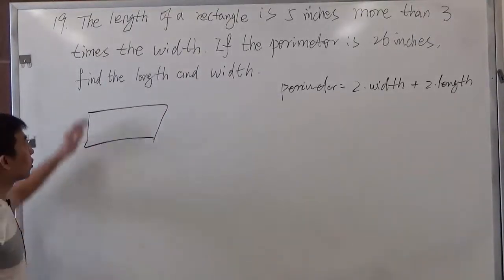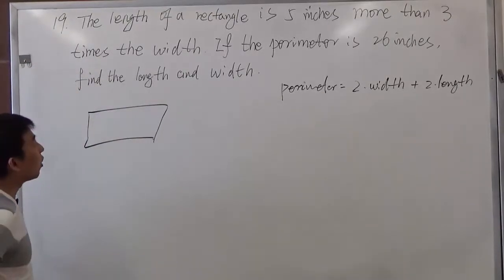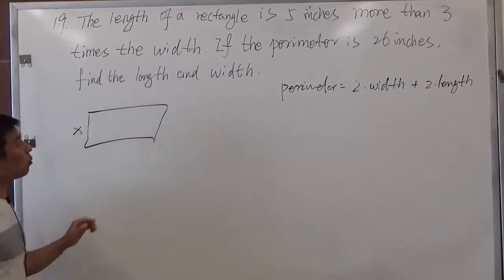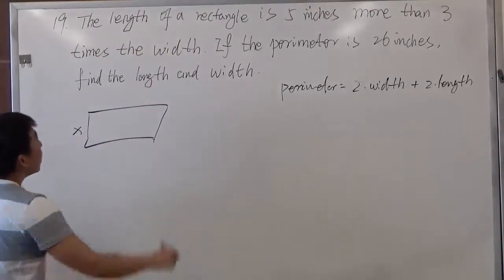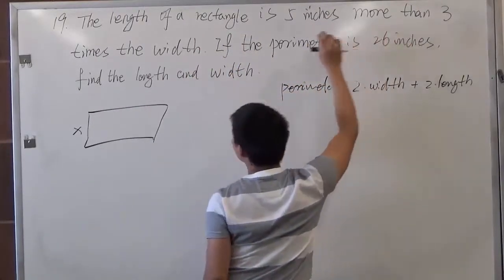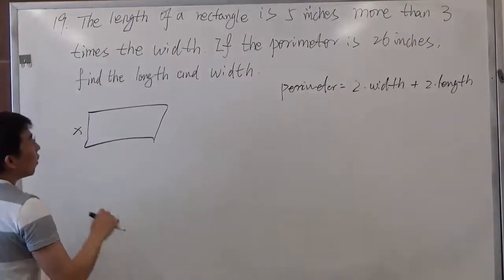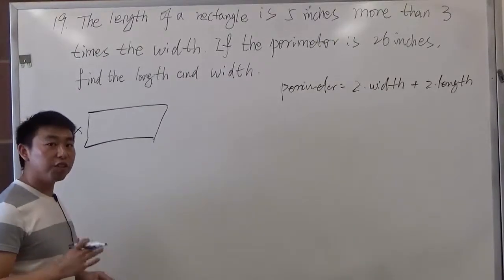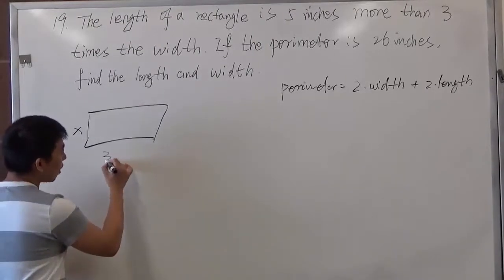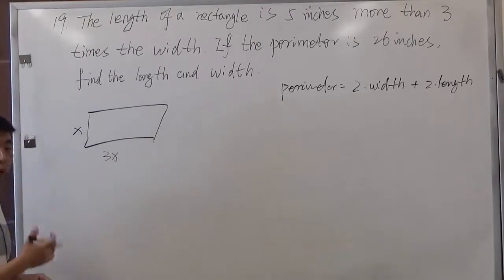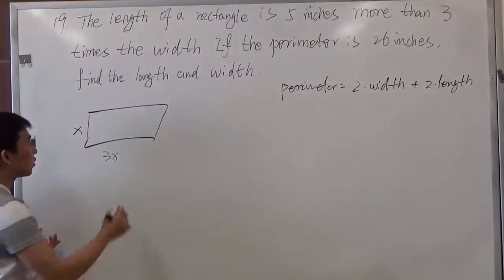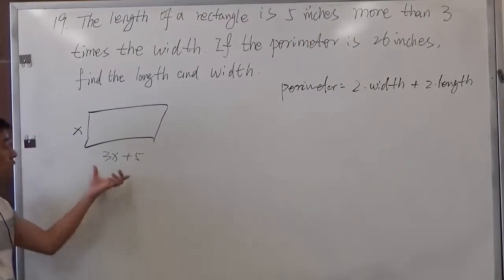If we want to solve this problem, we can think about it. If we represent the width with x, what would be the length? We have the information here. The length of the rectangle is 5 inches more than 3 times the width. What that means is that the length is 5 inches more than 3 times the width. So that would be 3 times x. That would be 3 times the width, and additionally 5 extra inches. That would be the length.